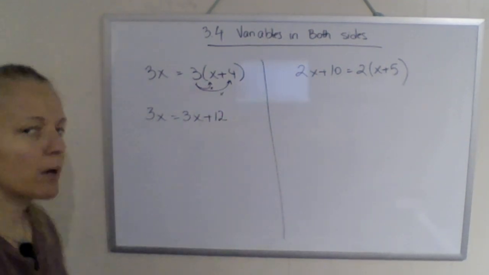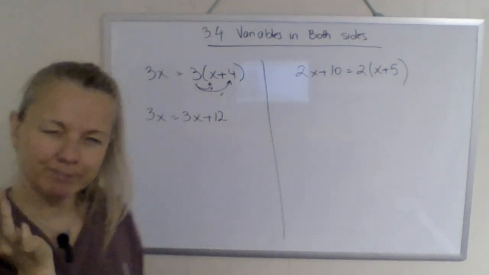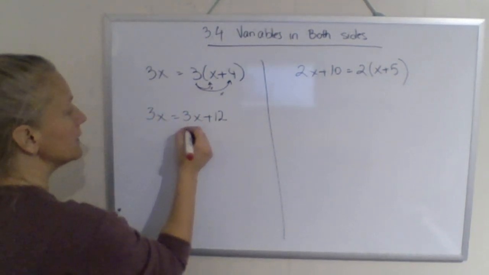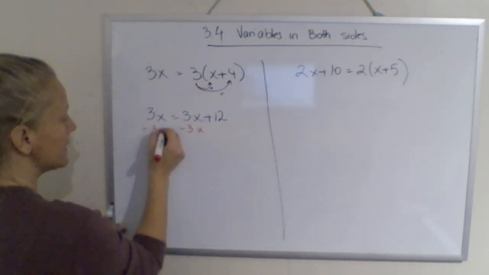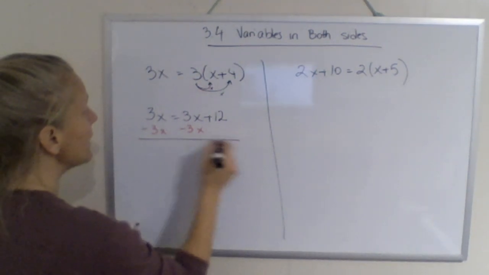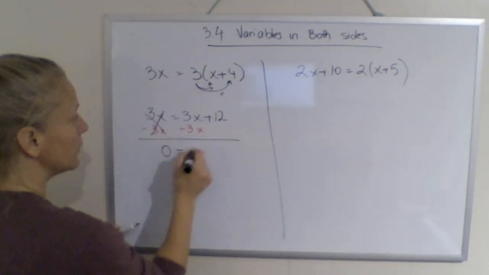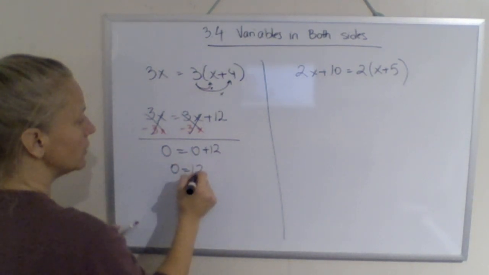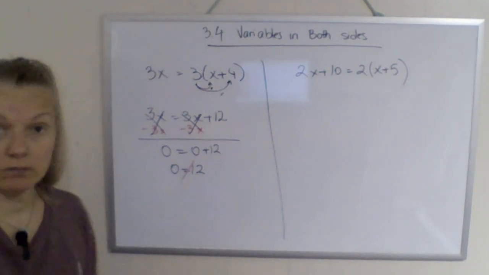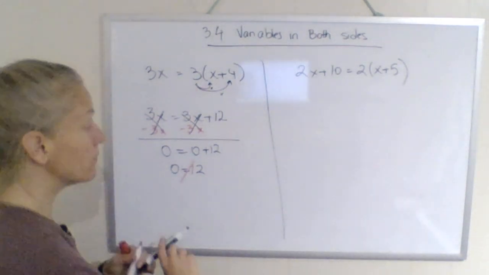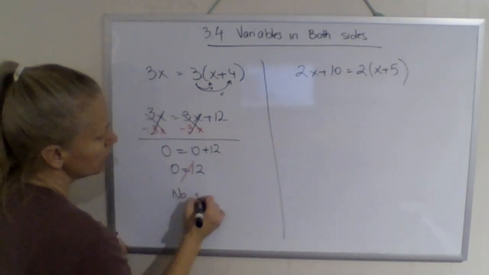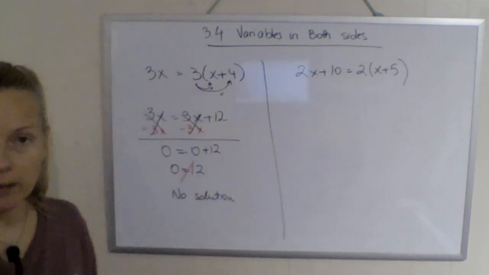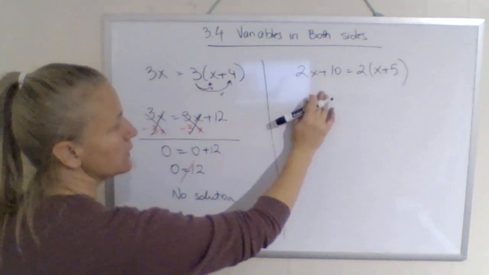By this point, your eyebrow should almost go up. But let's go ahead and do what we know we need to do, which means bring all the x on one side. Minus 3x, minus 3x. Well, 3x minus 3x gives me a 0 equals 0 plus 12, which means 0 equals 12. Never. Which means in this case, 0 never equals 12. We have no solution. There's no x that will satisfy that equation. There's no solution.